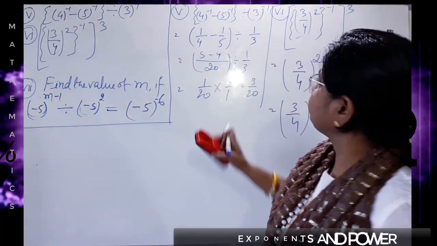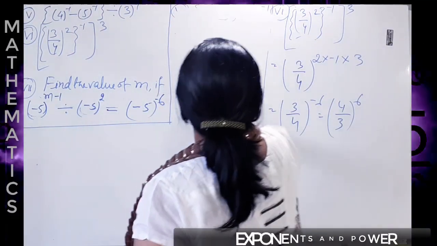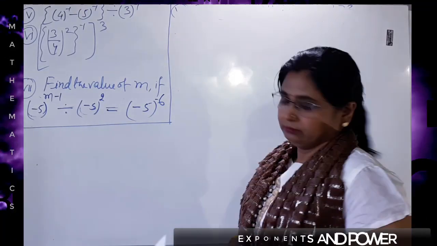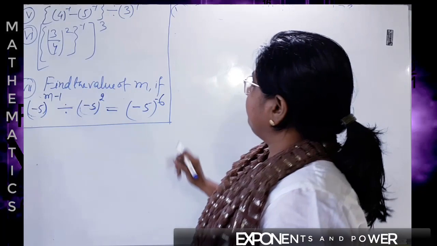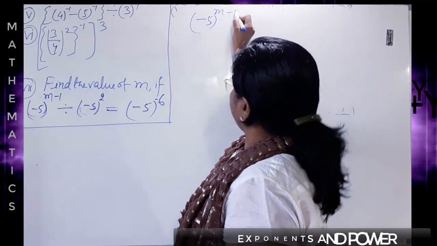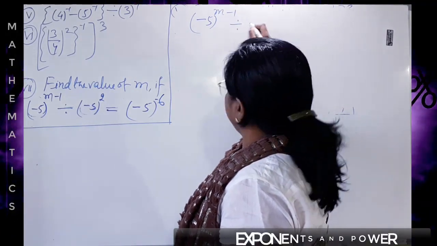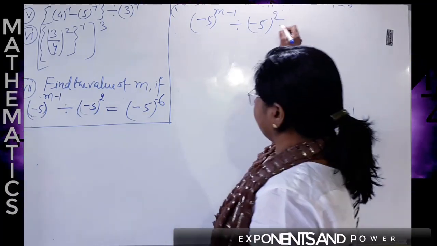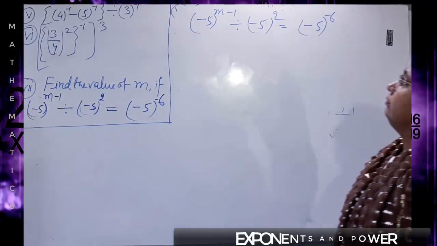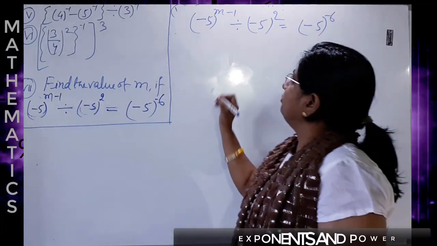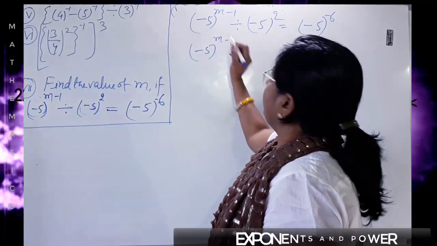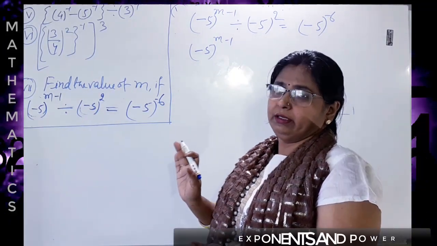Now the last question of your exercise. Last question is: find the value of m if (minus 5) whole to the power m minus 1 divided by (minus 5) whole to the power 2 is equal to (minus 5) whole to the power minus 6. Then find out the value of m. Then (minus 5) whole to the power m value we have to find. So always put it on the left side.